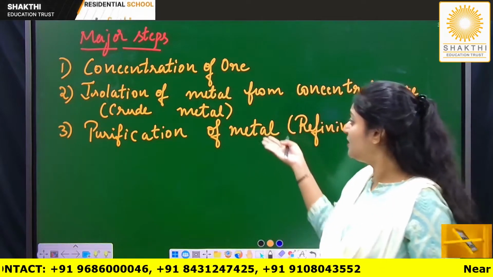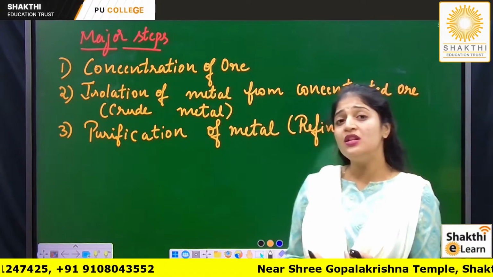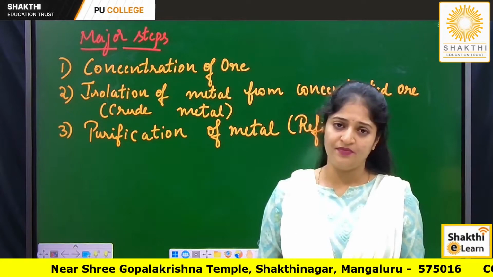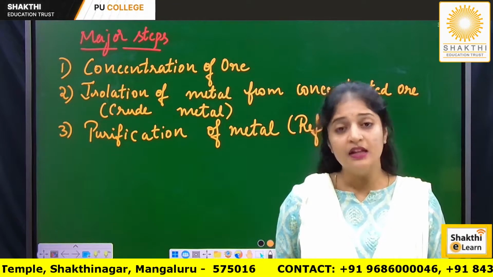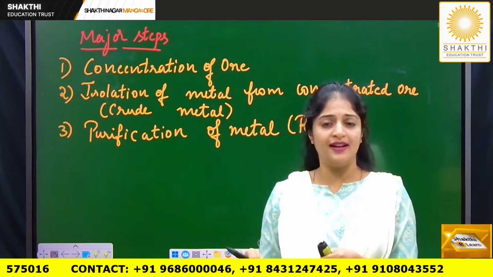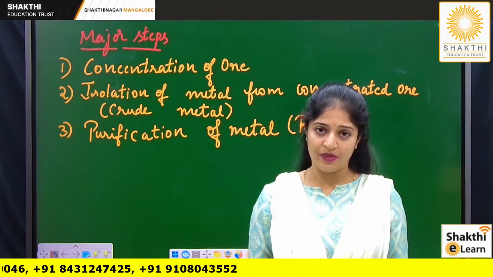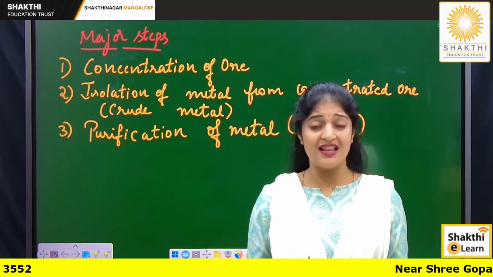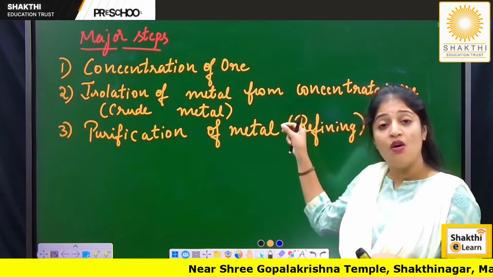The second step is the isolation of metal from the concentrated ore. This isolation of metal from the concentrated ore has to be taken care of in two different steps. Initially, we have to convert the ore into an oxide. Later, the reduction of the ore will take place. The conversion of the ore to oxide takes place by two different methods, calcination and roasting. What do you mean by calcination and what do you mean by roasting? These are two important definitions, as well as very important processes which take place during the second step.